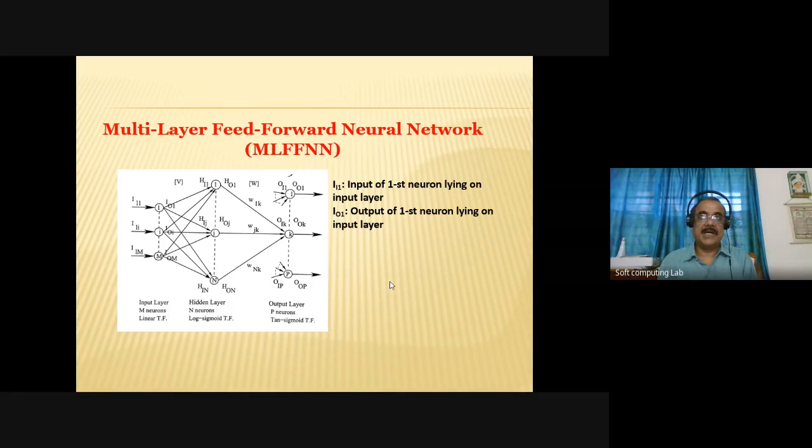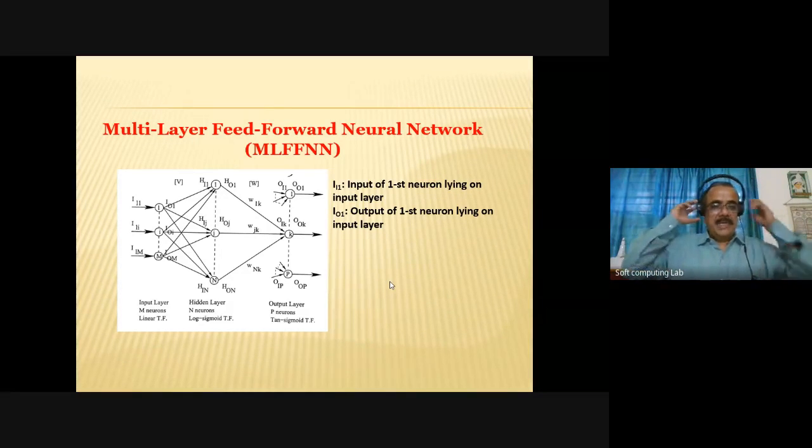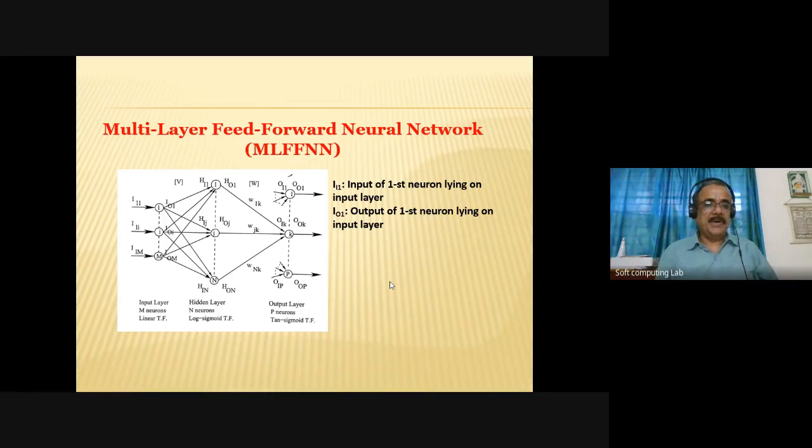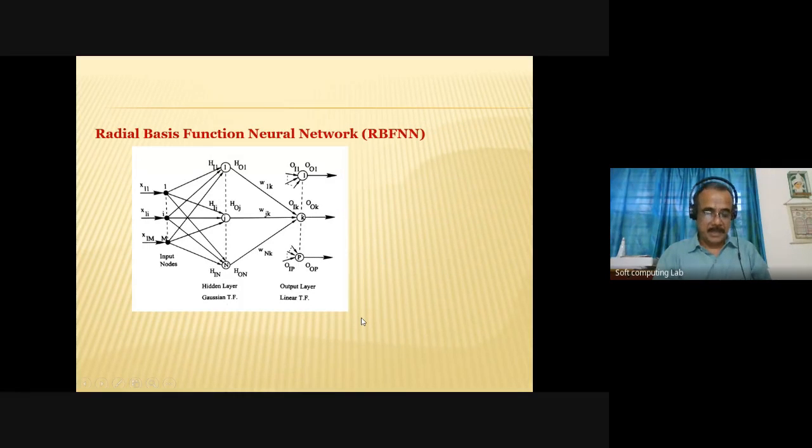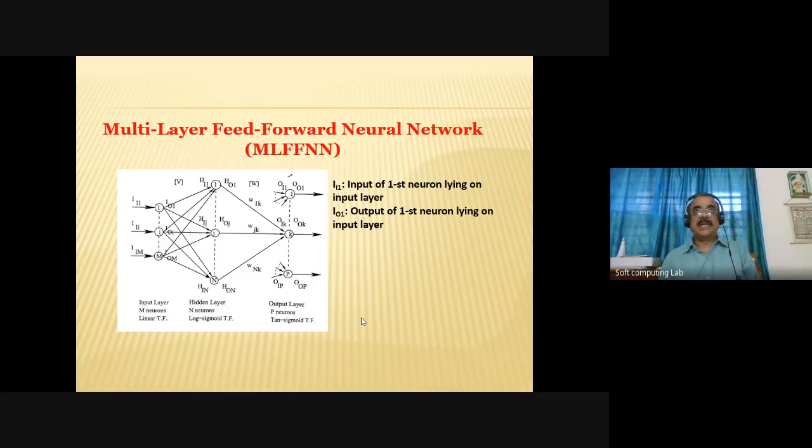Now, the function of a transfer function is to convert the input to the output. On the input layer, we have considered the linear transfer function y equals x. In the hidden layer, we are considering some nonlinear transfer function like the log sigmoid transfer function. On the output layer, we are considering another nonlinear transfer function, the tan sigmoid transfer function. And all of you know, if I use log sigmoid transfer function, output will lie between 0 and 1. And if I use tan sigmoid transfer function, the output will lie between -1 and +1.